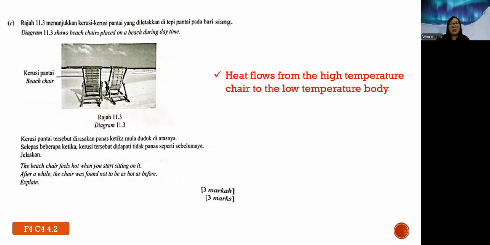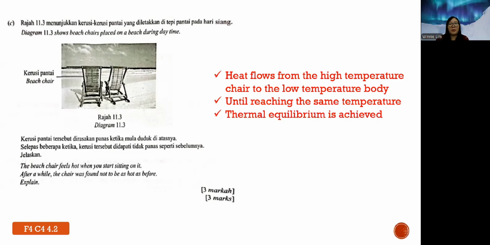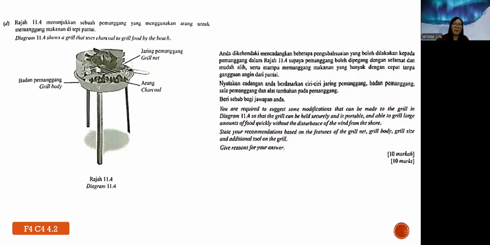So generally you say heat flows from high temperature to low temperature, which is our body. Then until they reach the same temperature, or when they reach thermal equilibrium, the net flow of heat is 0. So that's why you no longer feel hot, because the temperature is more or less the same now.